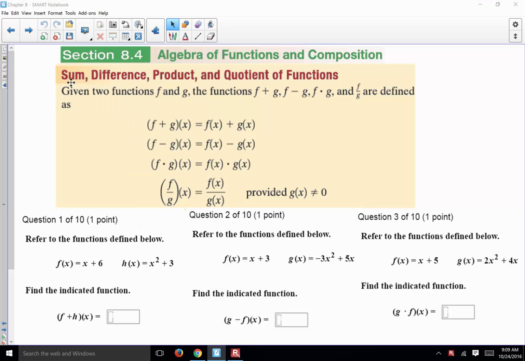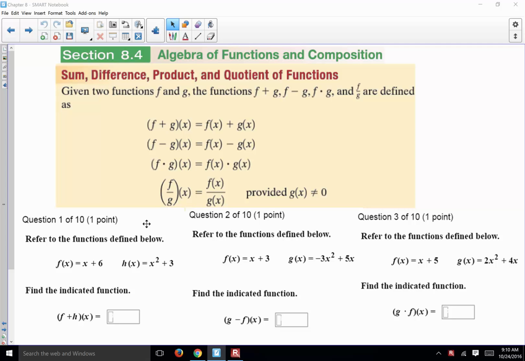Right, good morning. 8.4 Algebra of functions. Operations between functions is our topic. There are 5 operations you can do between two functions. What you see on the picture is 4: addition, subtraction, multiplication, and division.